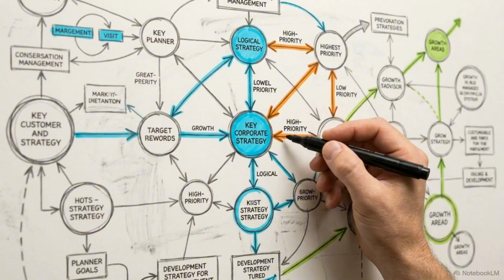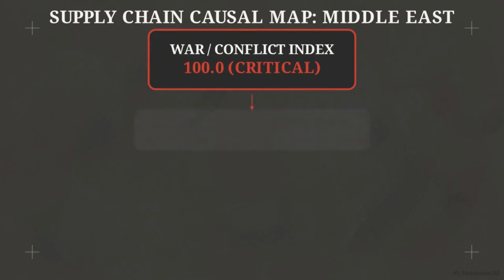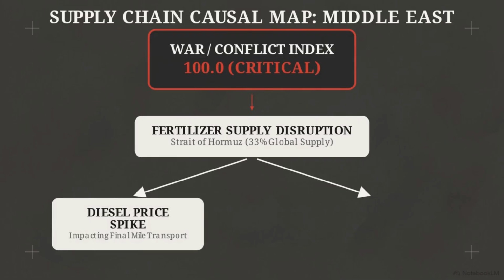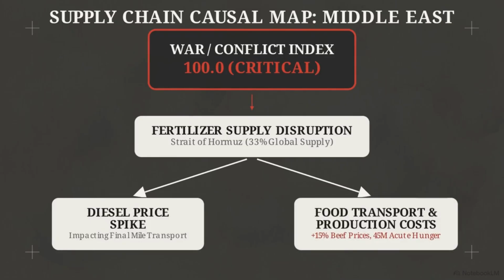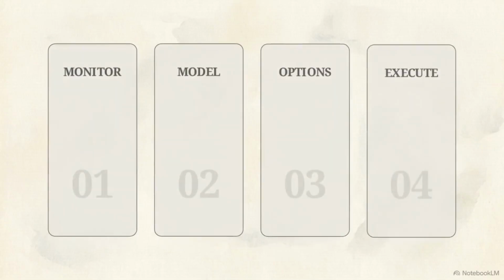You must map out exactly how that specific macro event cascades down into your local operations. Look at this flowchart mapping the current crisis. A war index hitting 100 maps directly to a delay in fertilizer shipments. That delay then branches out, driving up the cost of diesel fuel and increasing overall food transport costs. If your leadership team cannot instantly draw a causal line between a global flashpoint and your local inventory shortages, your business is exposed. Step 2 is creating options.